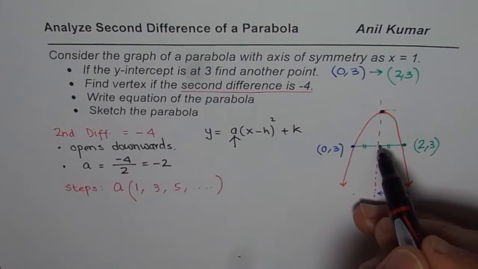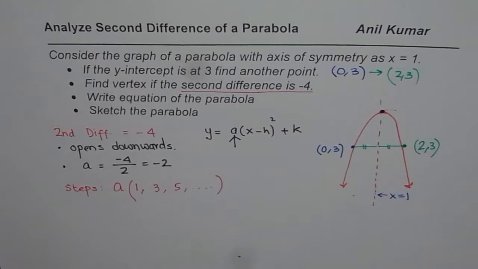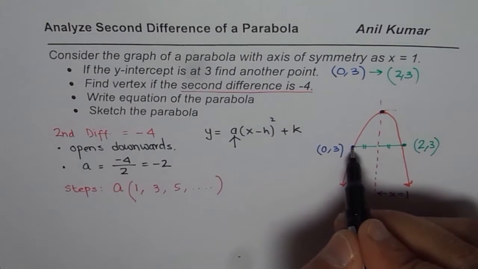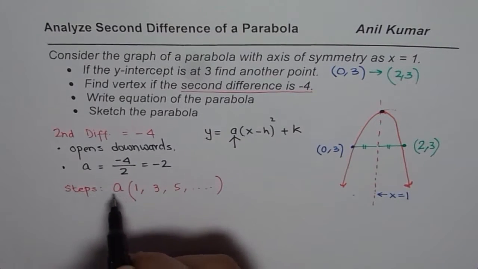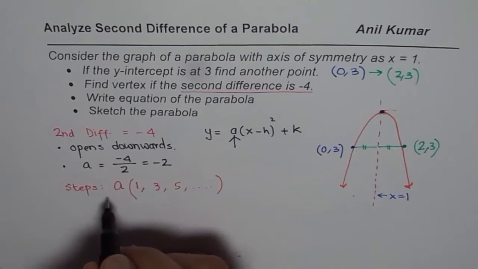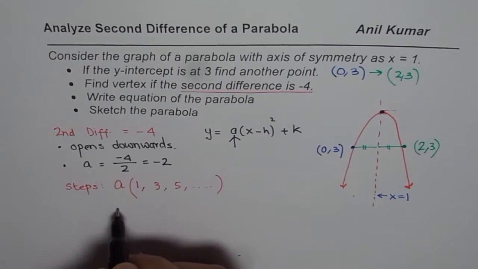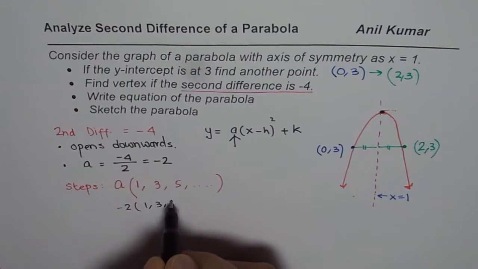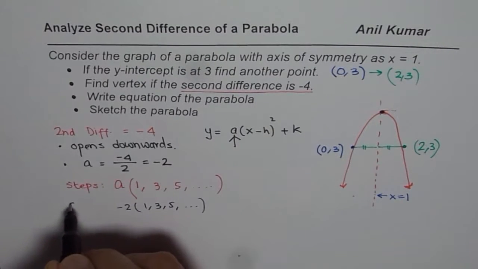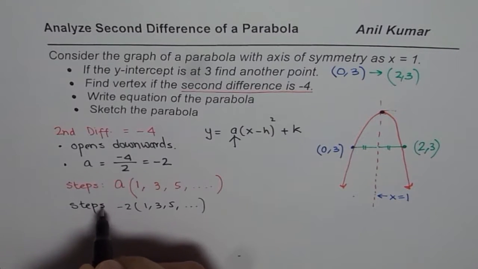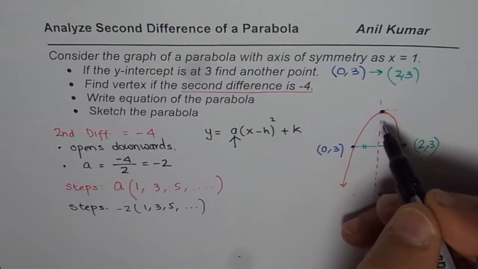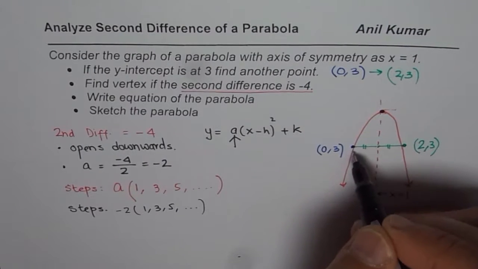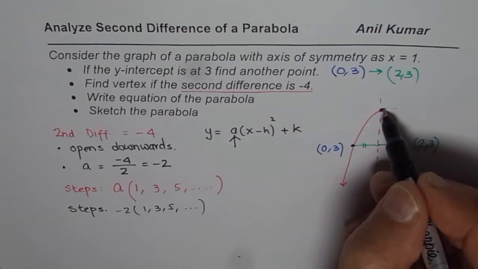The points which we have here are 1 unit away from the intercepts, right? So that means if I use 1 unit, a is minus 2. So minus 2 times 1, 3, 5, 7 are my steps for the given situation. You understand? From here I have to go 2 steps down to reach this point, so that means I am 2 steps higher.